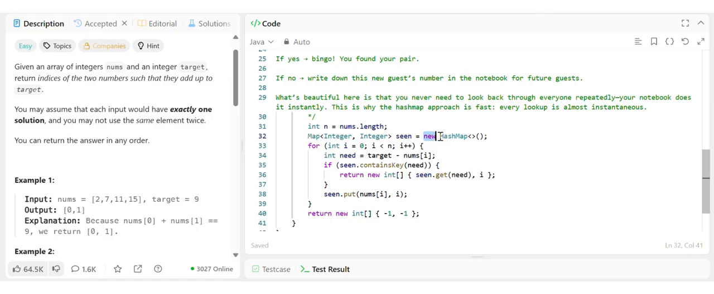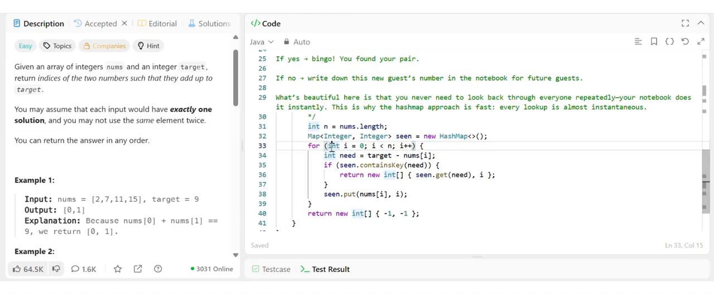And then we declare that it's a hash map which maps key-value pairs. This is the syntax to actually create the hash map in the stack. Then we start to iterate through the entire nums array given to us using the pointer i, which is initialized using the for loop.